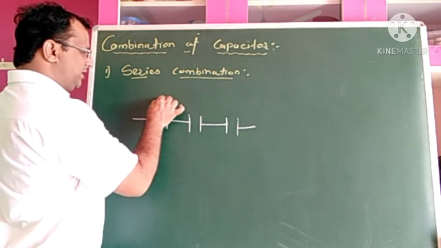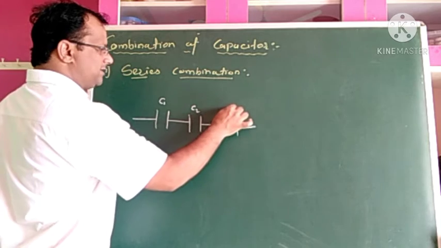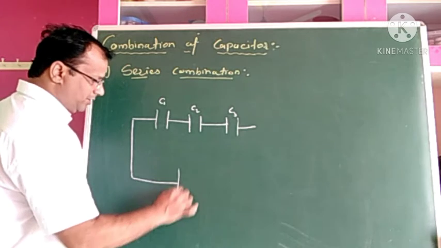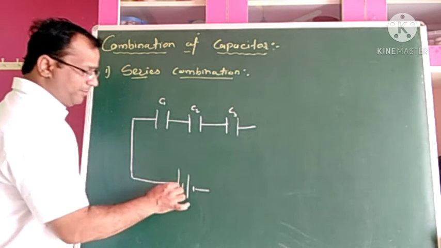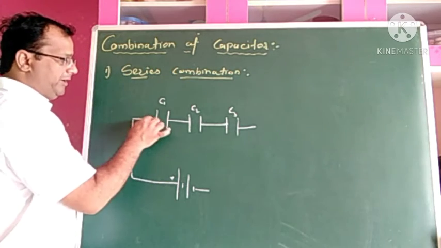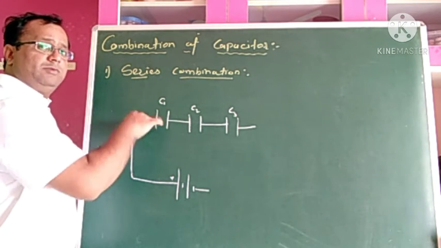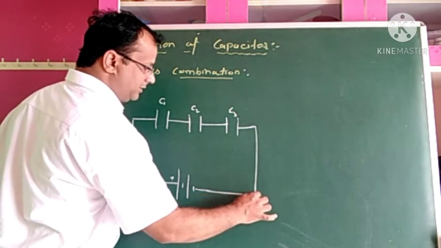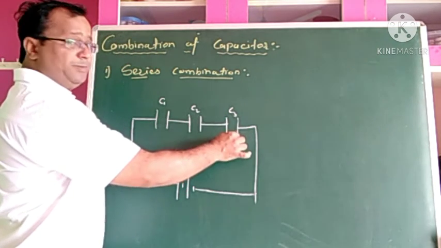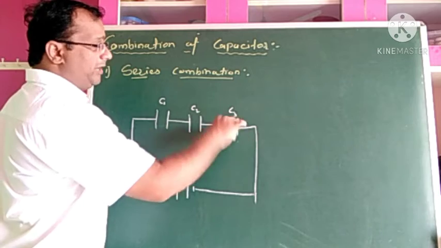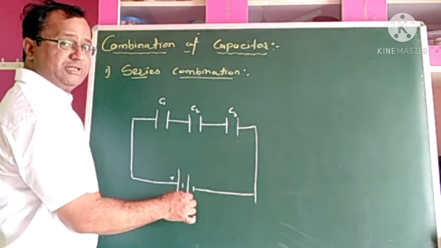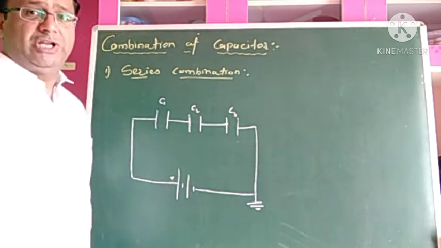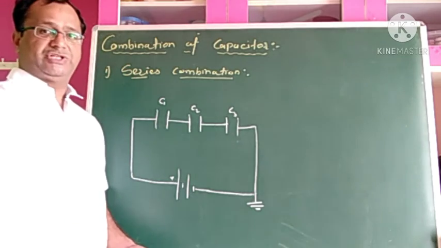Right? Here these three capacitors are connected in such a way that the positive terminal of the battery is connected to the first plate of the first capacitor, and the second plate of the last capacitor is connected to the negative terminal or earth, right? Then such a combination is called the series combination.